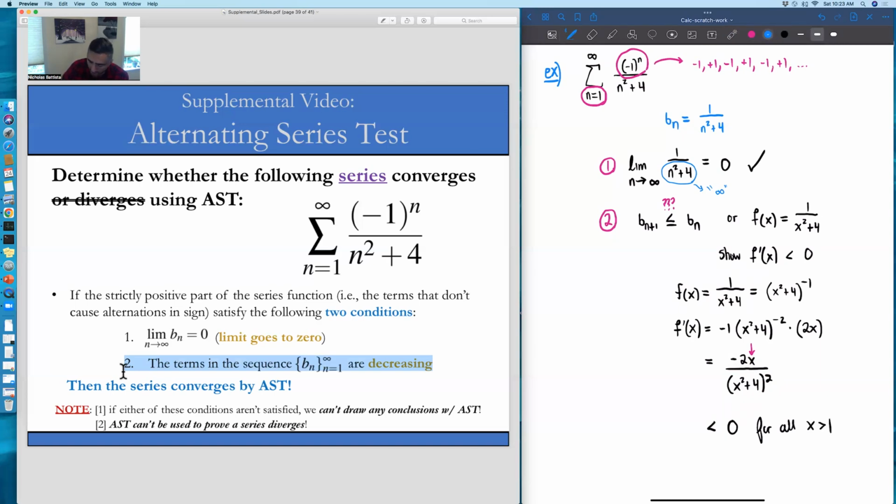So we've satisfied the second criterion, that this function is decreasing, in that the positive contributions to the series are decreasing themselves. Because the strictly positive part of the series function satisfies those two criteria, by the alternating series test, the series converges.